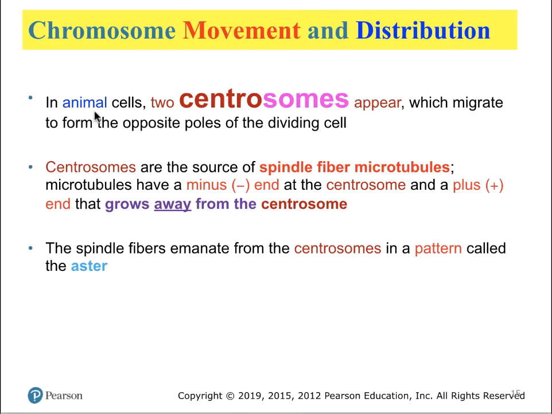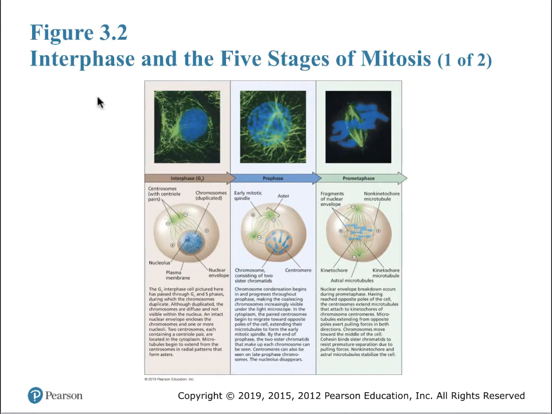Plant cells tend not to have these, so they're absent in plant cells. But animal cells, all animal cells have a centrosome, which then duplicates into two before M phase begins. So this happens in G2. One copy then migrates to the other side of the nucleus, as illustrated in the first set of panels.